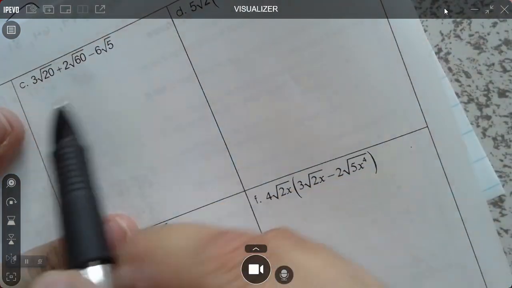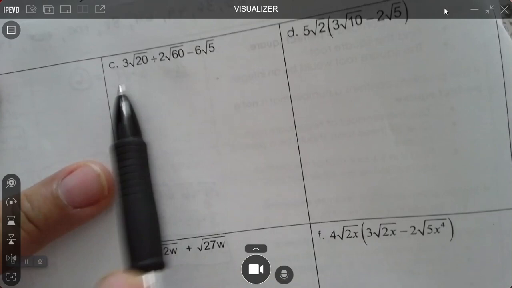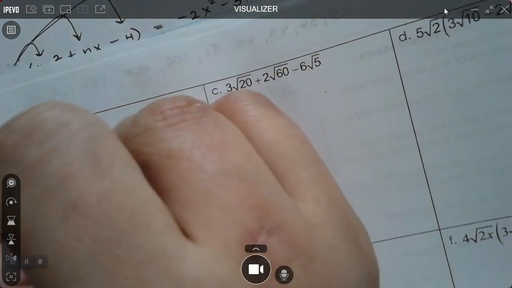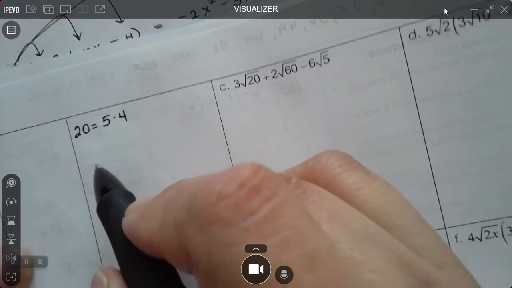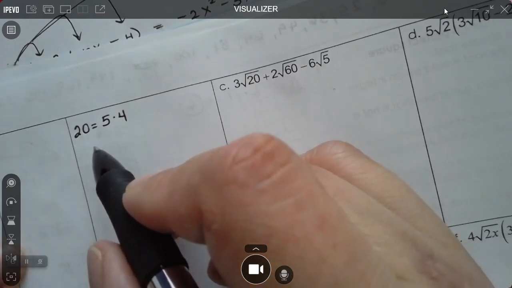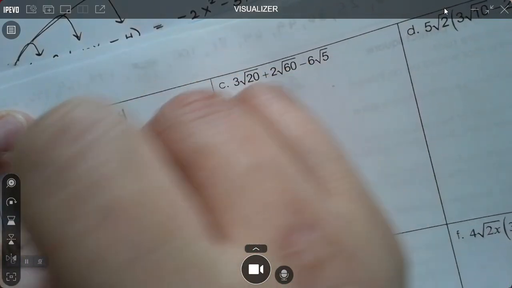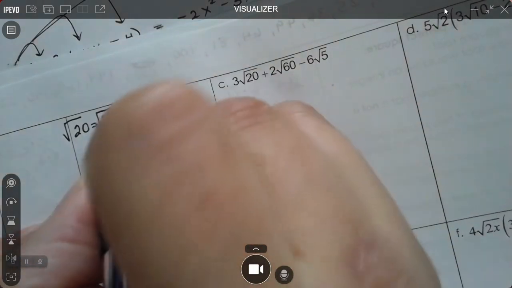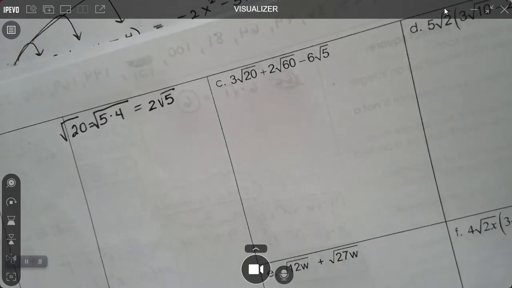All right. Now, are these like terms? Are these like terms? No, right? So we need to break it down. 20. How are we going to break this down? 5 times 4. Now 4 is a perfect square, but 5 is just 5 times 1, so we can do nothing with that, okay? So the square root of 20 is the square root of that, and it's just going to become 2 radical 5. Okay?